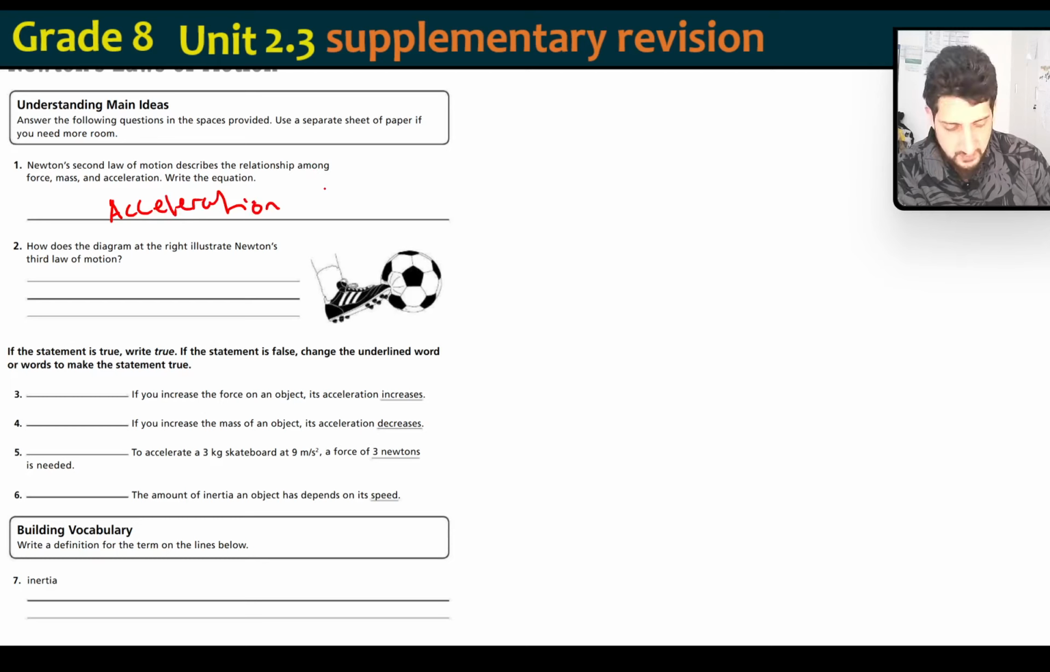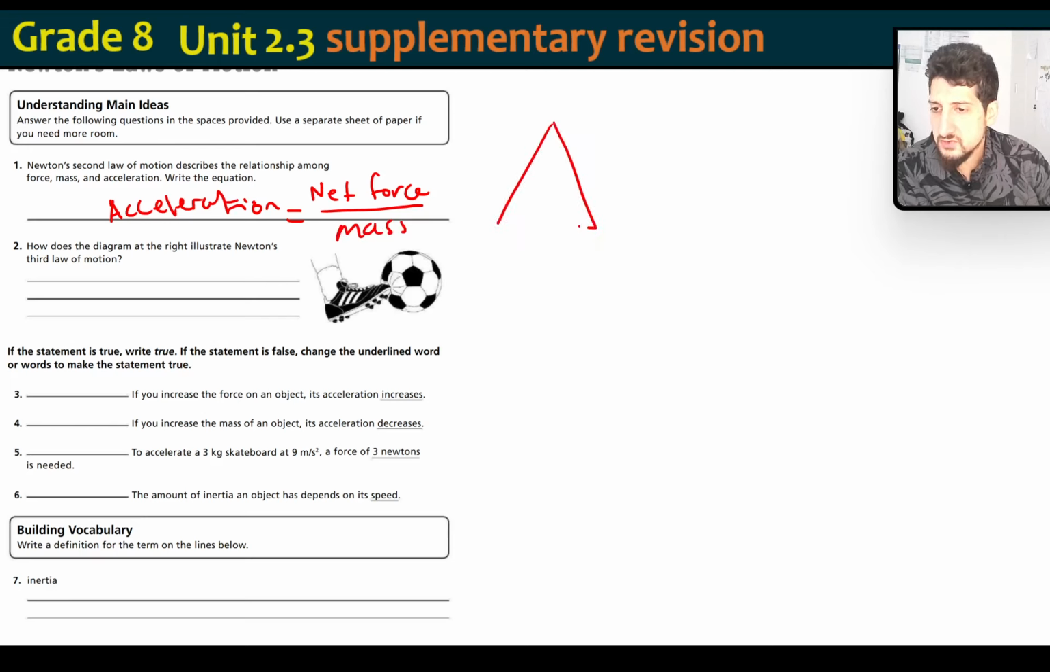Acceleration equals what? Equals net force all over mass. Okay, acceleration equals net force over mass. Once again, this is the triangle, if you prefer the triangle, because then you can actually work out the different ones.